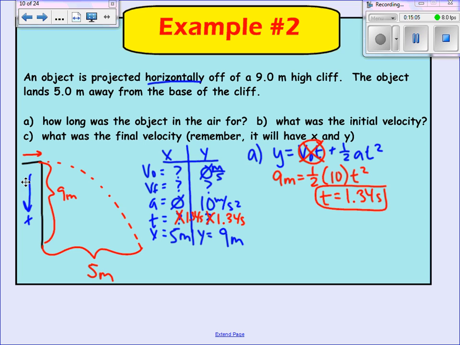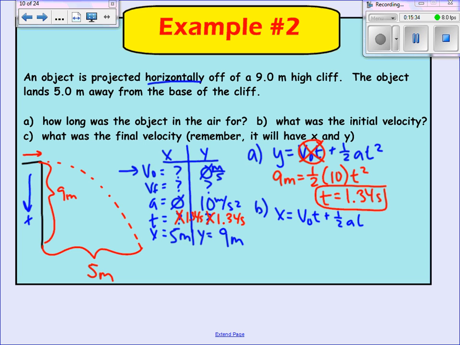Now the second question is asking me what was the initial velocity? All right, so it's asking me to solve for v initial in the x direction. The reason why I know it's in the x direction is because it's fired off horizontally. So the horizontal or x component of velocity is the initial velocity. There is no y component. So since I'm asked to solve for an x velocity, I need to use x values. So I'm going to use this equation.